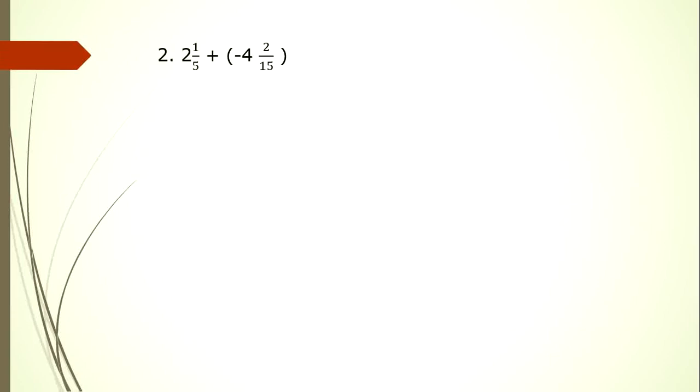Second question. 2 1 by 5 plus minus 4 2 by 15. Do you remember how to simplify 2 1 by 5? Yes, we know. It is 11 by 5: 5 twos are 10 plus 1, which gives us 11 by 5. In the same way, when we do 4 2 by 15, we get 15 fours is 60 plus 2, 62 by 15, and it is minus 62 by 15. Here again you check, are the denominators same? No. So go for the LCM of the denominators. LCM of 5 and 15 is 15, of course.